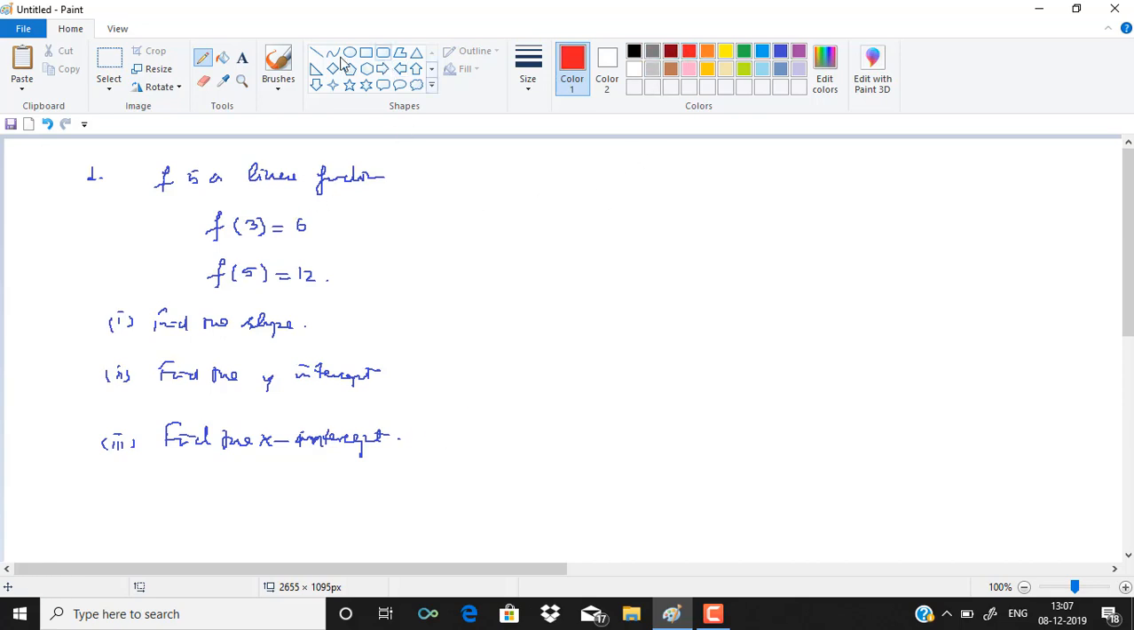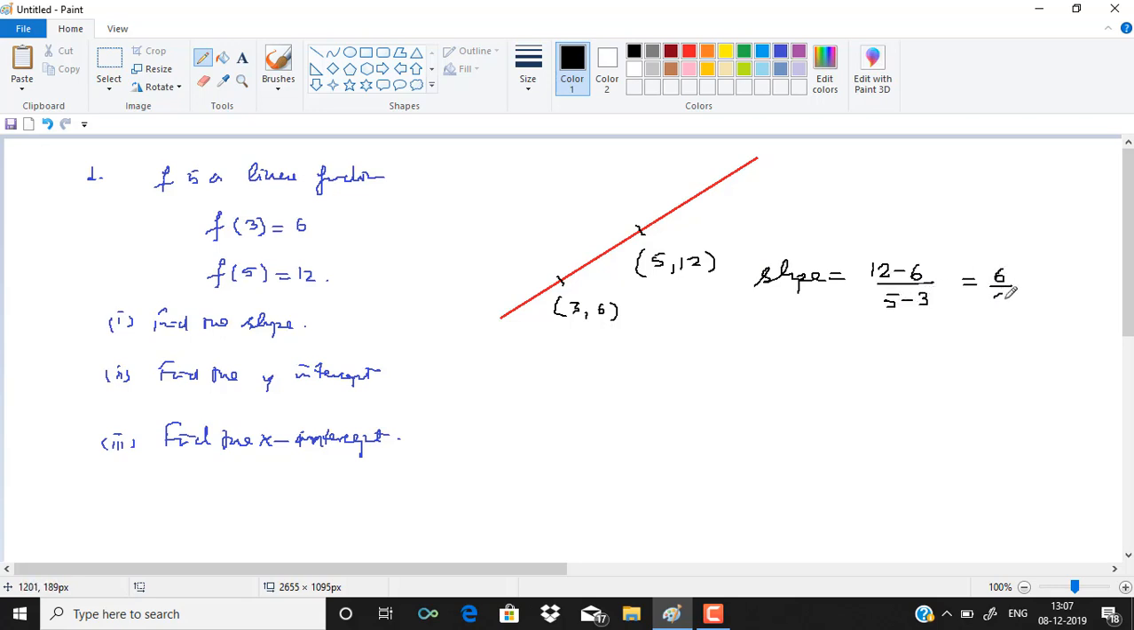Now see, f is a linear function, it means it's a straight line function, right? Now the first point is f3 equal to 6, means when x is equal to 3, y is equal to 6. Second is 5, 12. So when I need to find slope, I will write y2 minus y1 over x2 minus x1. That is 6 upon 2. It means 3.